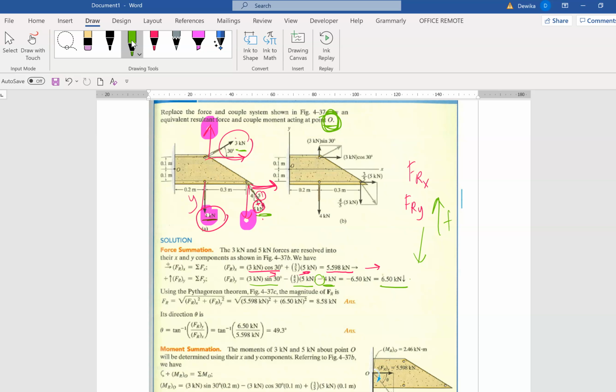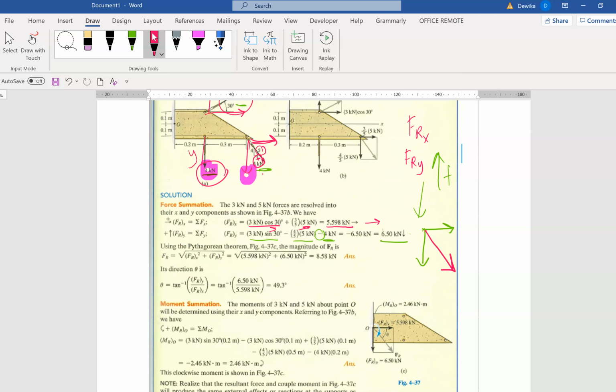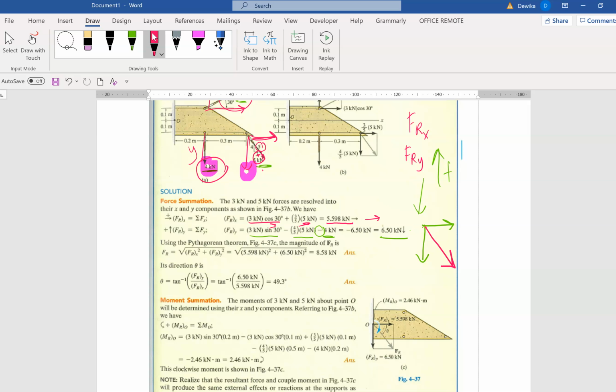What does it mean? The final resultant will look something like this. We have these components. So where will the force resultant be? The force resultant will be here. You have to be very watchful, the direction and which angle it takes is very important. So I write 5.598, and then 6.5 here. Then you find the resultant.